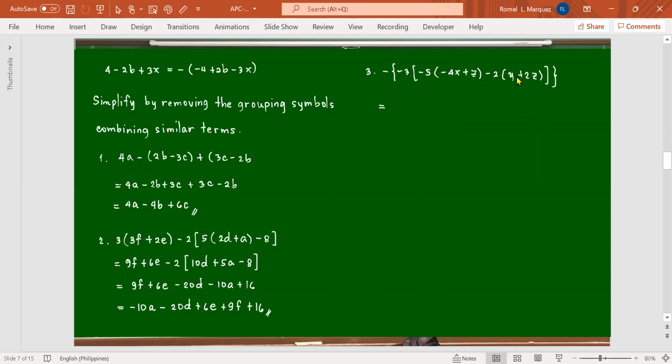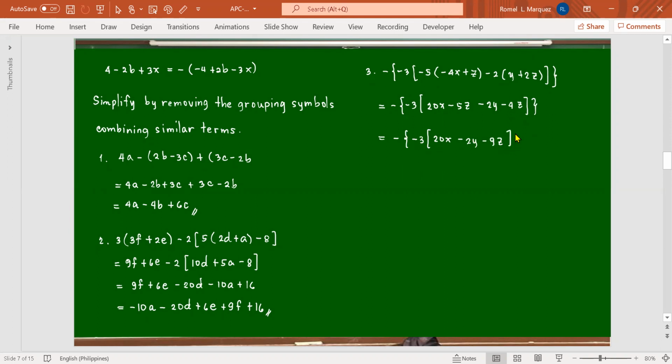Parentheses. These two parentheses are independent of each other. These two sets, no? Negative 5 times negative 4x. What's the answer? 20x minus 5z minus 2y minus 4z. Guys, correct? Are there similar terms, guys? Meron, no? Meron po, sir. Negative of negative 3 times 20x minus 2y minus 9z.